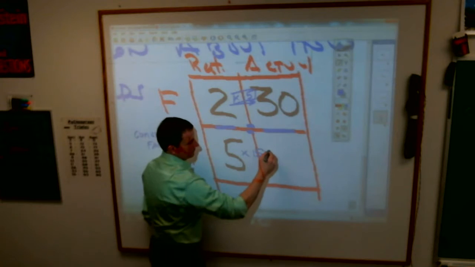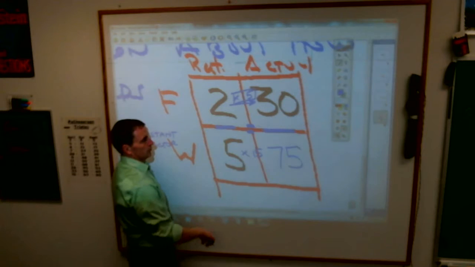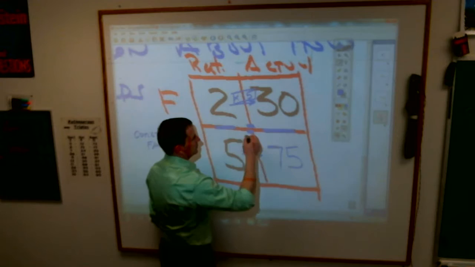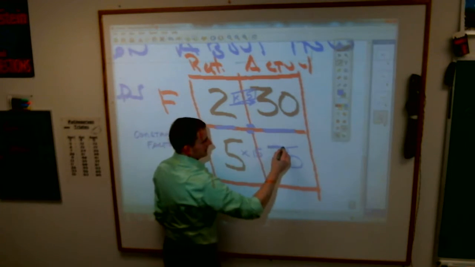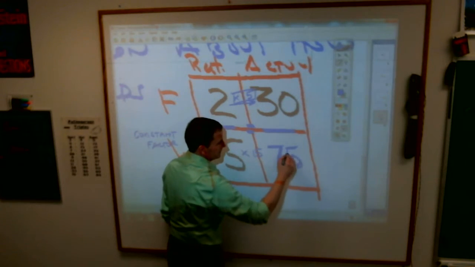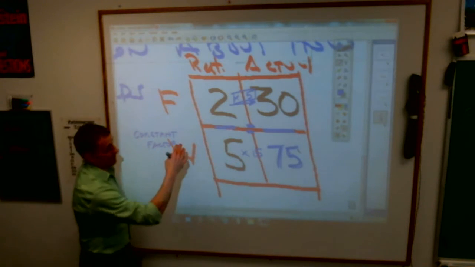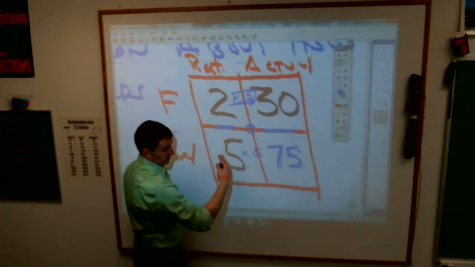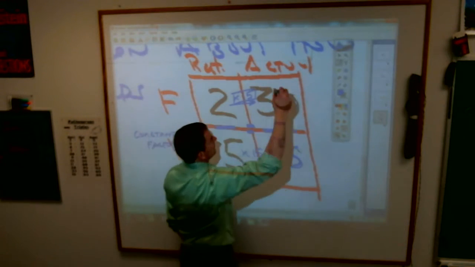5 times 15 is 75. So if there are 30 flowers in the garden, and the ratio is 2 to 5, for every 2 flowers there are 5 weeds, then keeping that same ratio, you would end up with 75 weeds. They're asking you to find a constant factor, and that is what times this will give you that. You're just making equal fractions like we've done before. What times that? What times that?